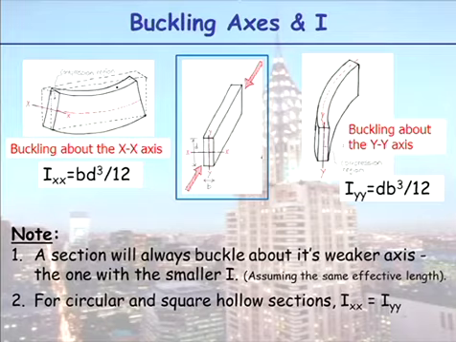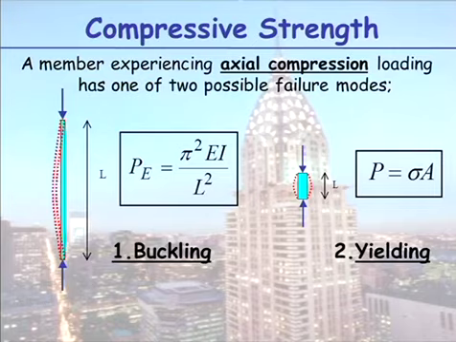Let's go back to buckling. If you get confused about this buckle of axis, what's she talking about? A section always buckles about its weaker axis, the one with the smaller I value. So you can always work them both out and say it's going to buckle about the weaker one. For a circular hollow section, square hollow sections, the axes are the same. You don't need to worry about it.